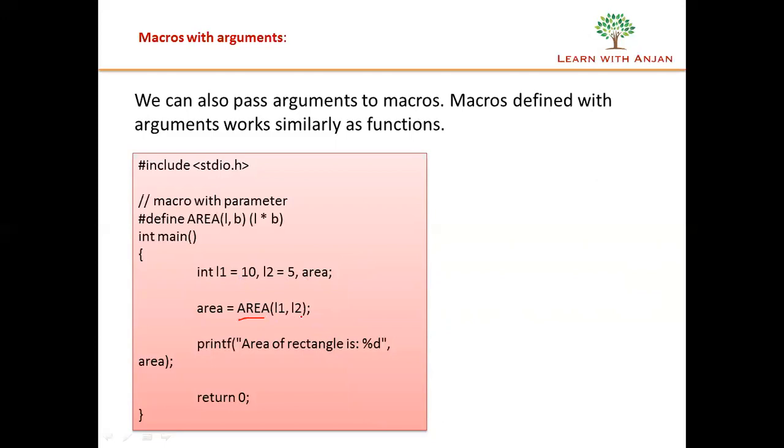Then the preprocessor replaces this with L1 * L2, and it calculates the area of the rectangle. So this form is defined by this form. Whenever the compiler sees this form, it is replaced by L1 * L2. So it is called an argumented macro. For small functions, you can replace them with macros with arguments. But if the function is complex, it is not advisable to replace the function with a macro.